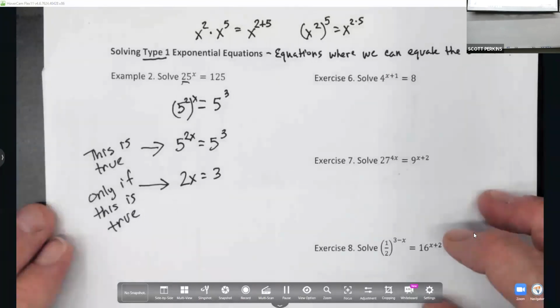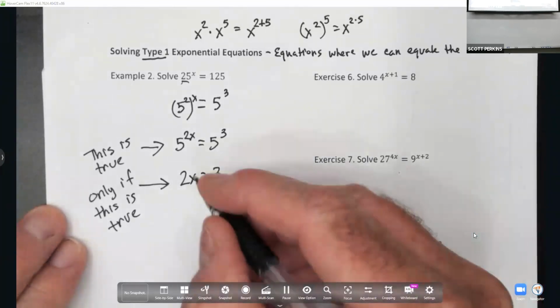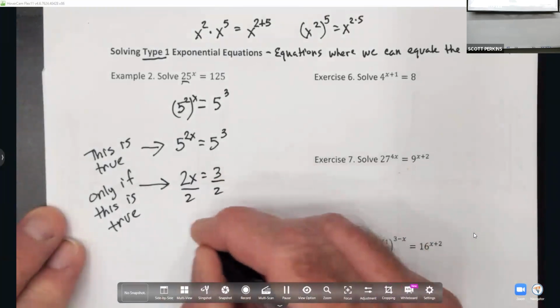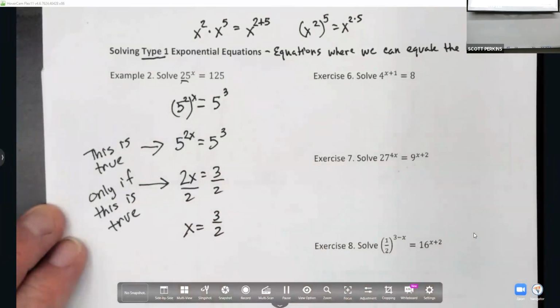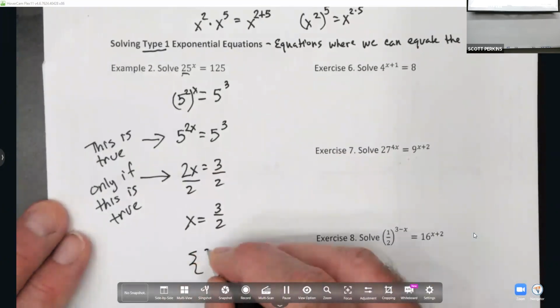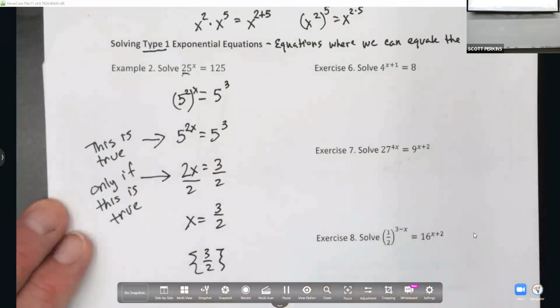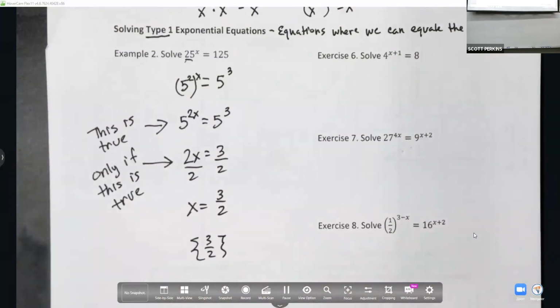Now it becomes something that we can all solve in our sleep. I'm going to divide this by 2 on both sides, and I get x is 3/2. Since the domain of an exponential function is all real numbers, then I know that that is going to be a just fine solution. You're welcome to check it in your calculator. It's totally a good thing to do when you're taking the test to know that you've got it right.